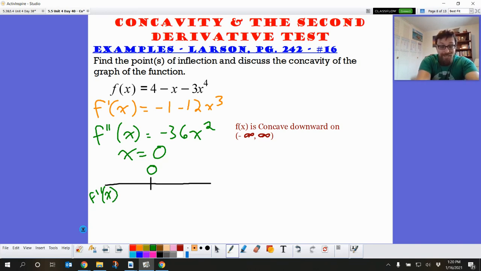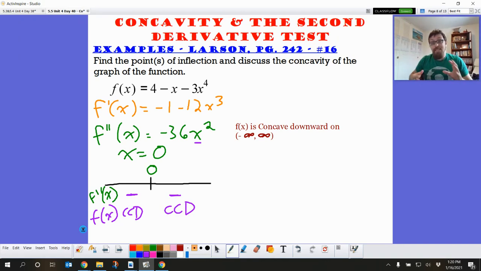and we check its sign, if we put in like negative 10, we square that and it becomes positive, and then this thing is negative when we multiply it by negative 36. If we do something like positive 10, we get positive 100 times negative 36. It's still negative. So f of x is concave downward here, concave down, and it's also concave down over here. So it's just always concave down, and we don't actually have a point of inflection at 0.